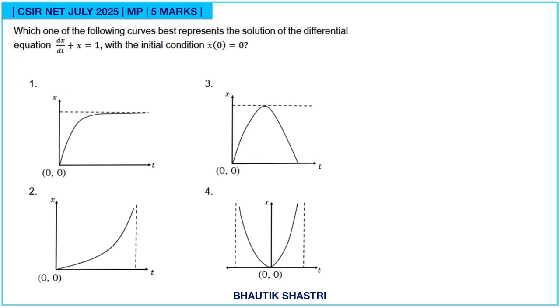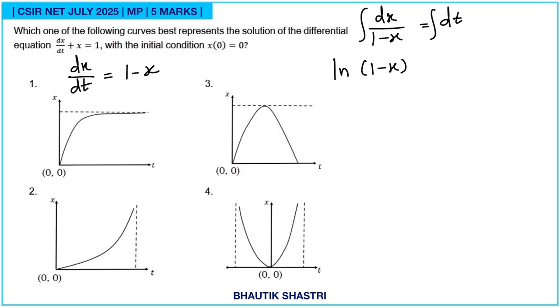Next question. Which one of the following curves best represents the solution of the differential equation dx by dt plus x is equal to 1? So we have dx by dt is equal to 1 minus x. So dx upon 1 minus x is equal to dt. Integrating on both sides, ln|1 minus x| upon minus 1 is equal to t plus c. We have x(0) is equal to 0. That means if t is 0, x is 0. x is 0, that means ln of 1, which is 0. This gives us c is 0.